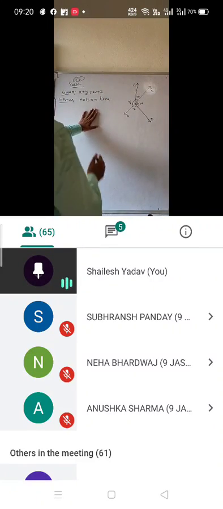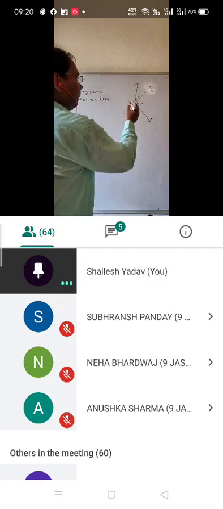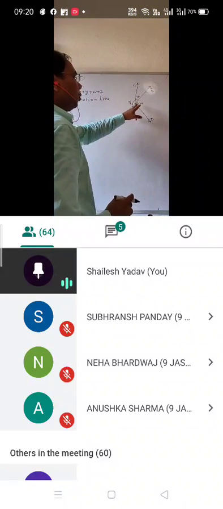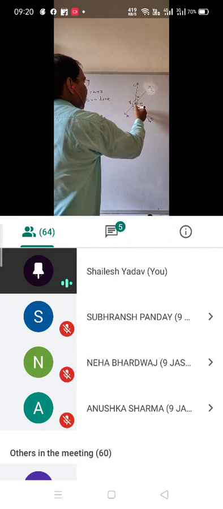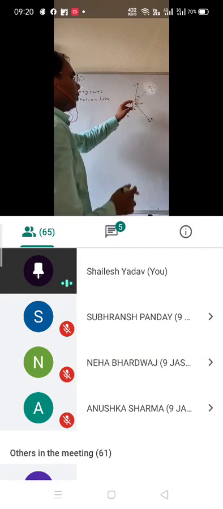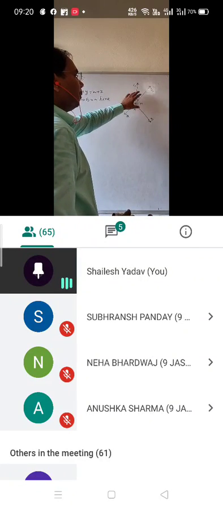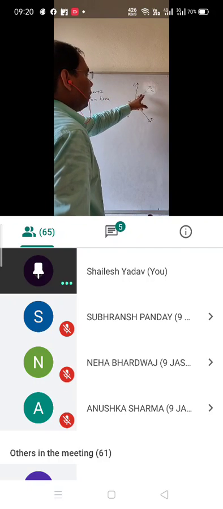So if you are going to give the proof, here I am going to give the proof. It is given that x plus y equal to w plus z. Now here 4 angles are going to be formed at the point O: x, y, w, z. What is the sum of all these 4 angles?